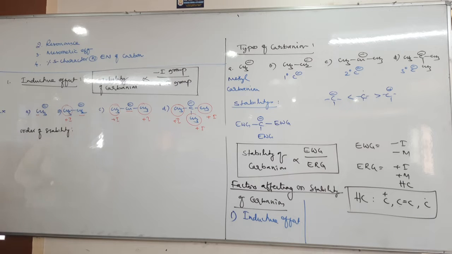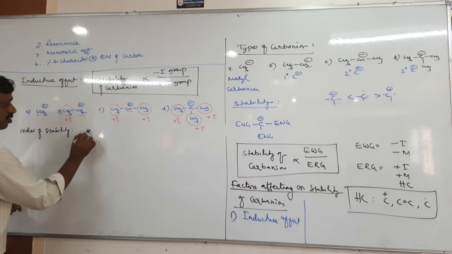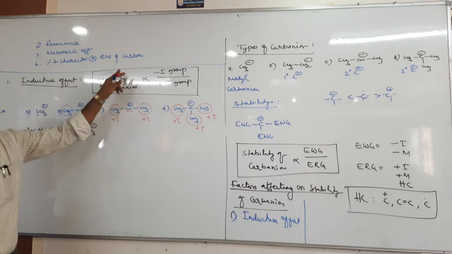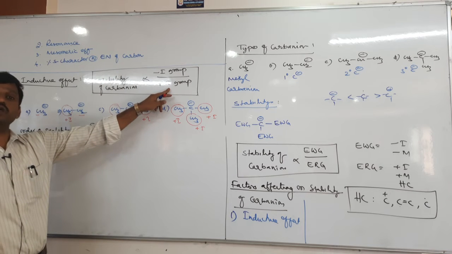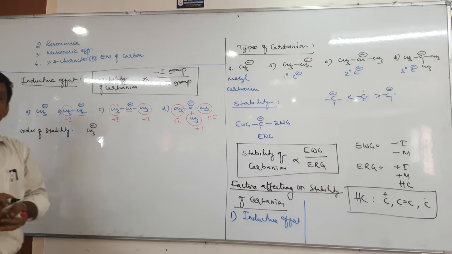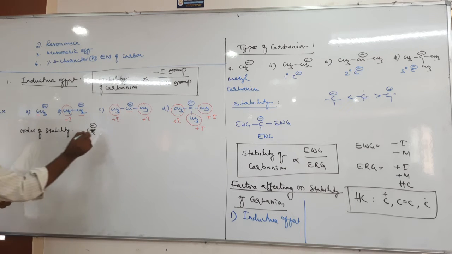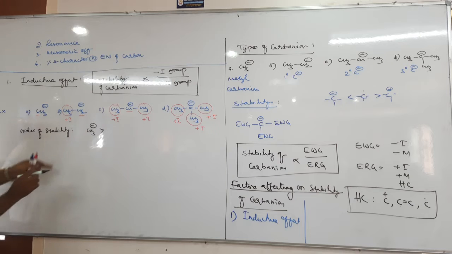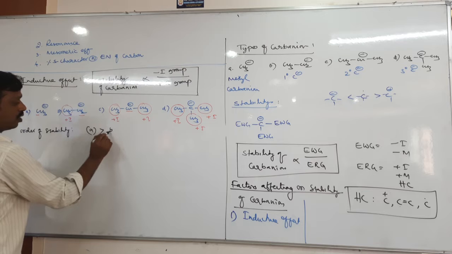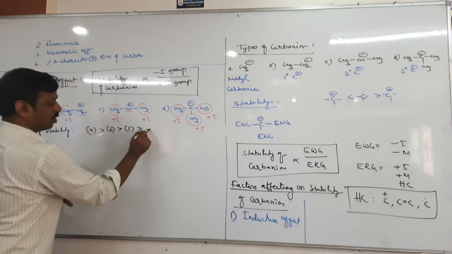So tell me now, what is the order of stability? Methyl, right? CH3 minus, because a plus I group decreases the stability of carbanion. The stability of carbanion is inversely proportional to plus I group. As the number of plus I groups increases, stability decreases. Therefore, there is no plus I group in methyl. Next, take methyl as A. The next is B, C, then D.